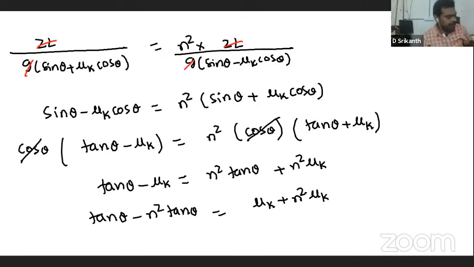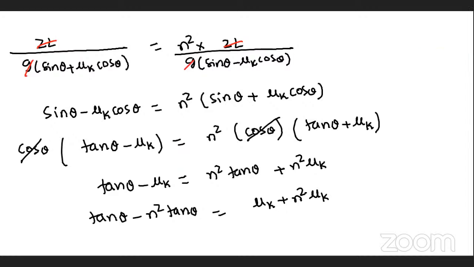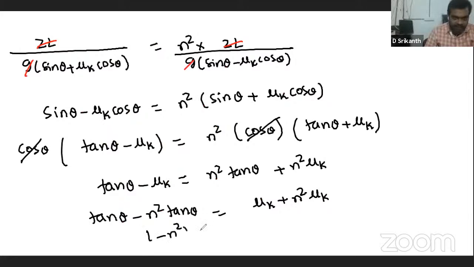So 1 minus n square into tan theta is equal to 1 plus n square into mu k. So mu k is equal to 1 minus n square into tan theta divided by 1 plus n square.